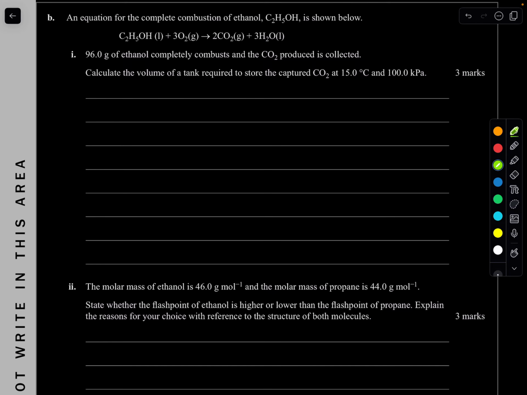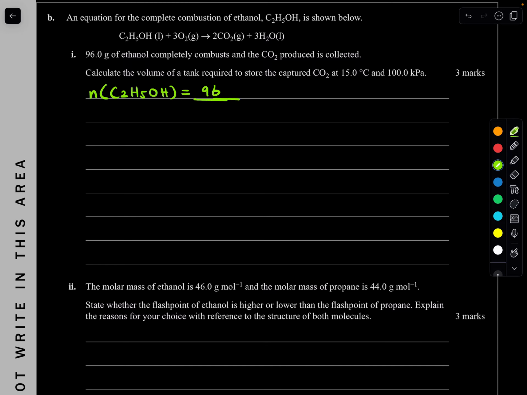Okay, we got that. 96 grams of ethanol completely combusts and the CO2 produced is collected. Calculate the volume of a tank required to store the captured CO2 at 15 degrees Celsius and 100 kilopascals. Easy. So, let's determine the number of moles of ethanol, C2H5OH, which is basically, remember, mass over molar mass. So, what's the mass of ethanol? It's 96 over molar mass. So what's the molar mass of ethanol? Let's try to do that.